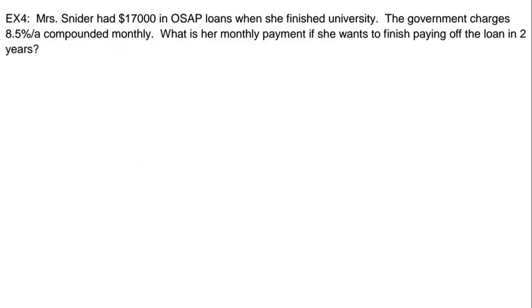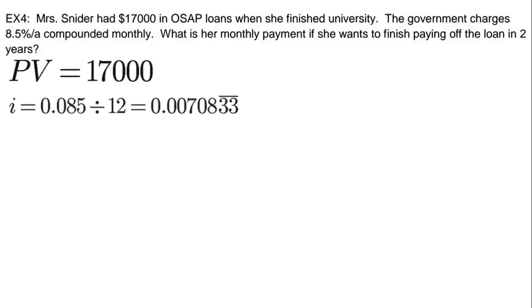The last one here, Mrs. Snyder had 17,000 in OSAP loans. This is more realistic. She wants to find her monthly payment for 2 years at 8.5% compounded monthly. So the things we know are the 17,000 is the present value. We know it's present value because we want to bring all the payments back to the beginning. We want to find out what it's worth at the beginning.